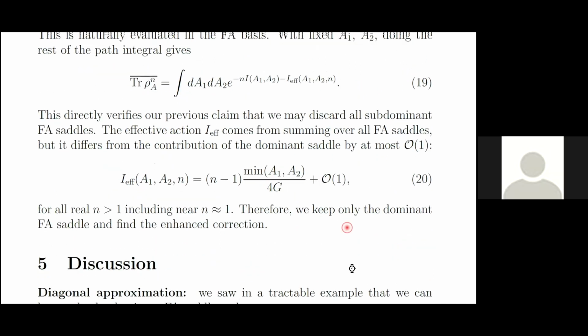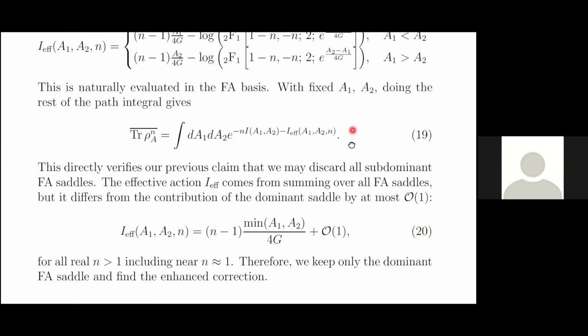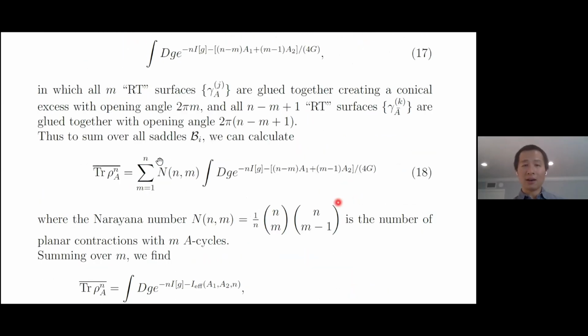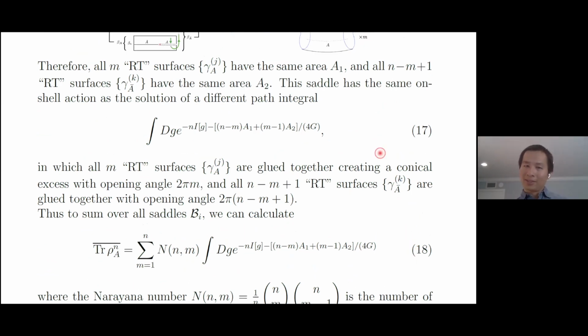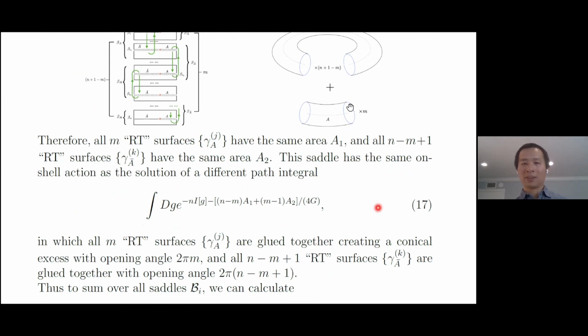Sorry, I got distracted. Where did the hypergeometric function come from? It comes from this sum using the Narayana number, which essentially is the counting of the number of contractions with m cycles. And it comes from rewriting also the saddle for each given value of m in terms of a slightly different path integral, but it really constructs the same thing using these tubes, just in a different way where the tubes are glued together.